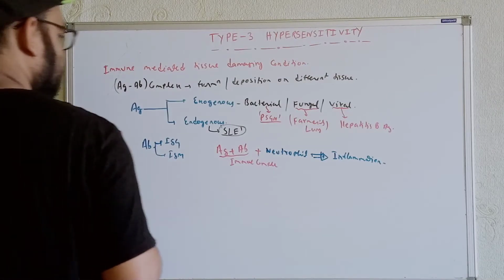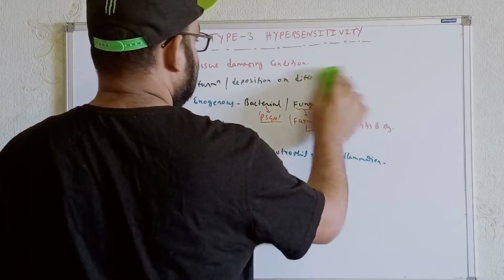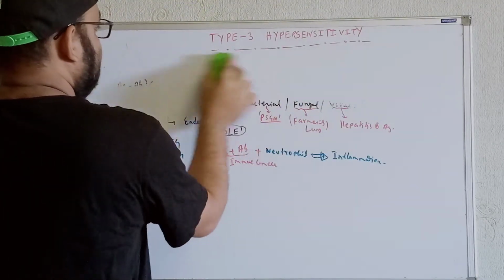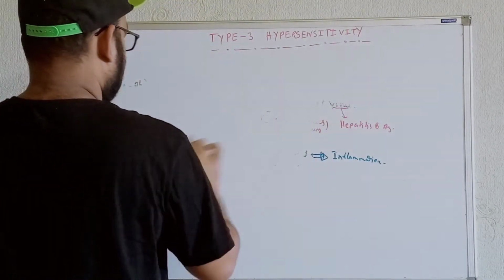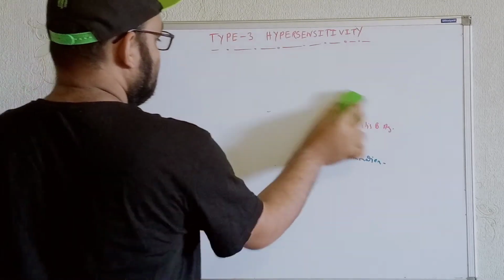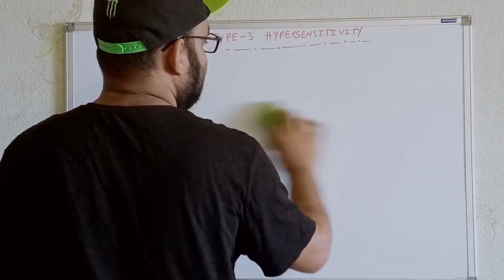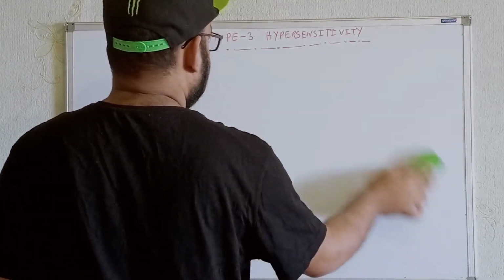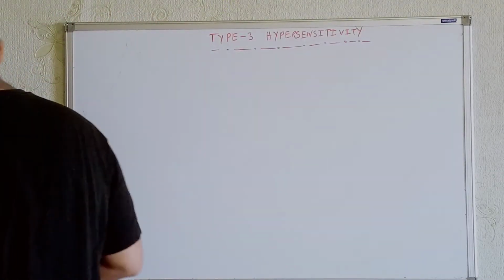Now, based on these classifications, we can divide type 3 hypersensitivity into two types. One is generalized reactions, another is localized reactions. Generalized means it can be seen all over the body, and localized means a particular organ or particular tissue. You can get it over here.